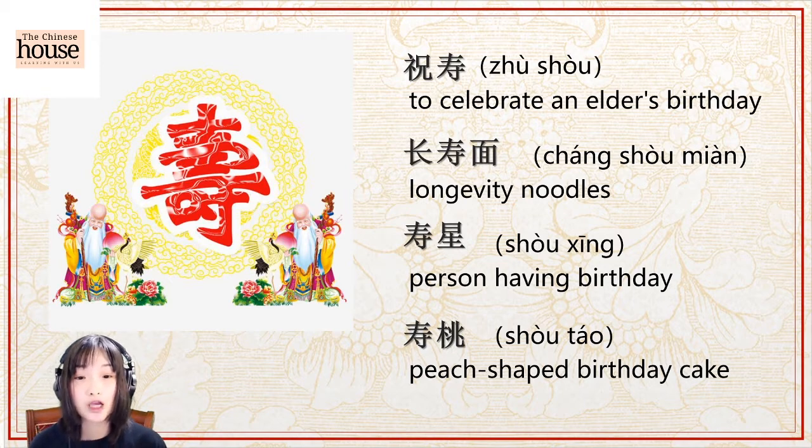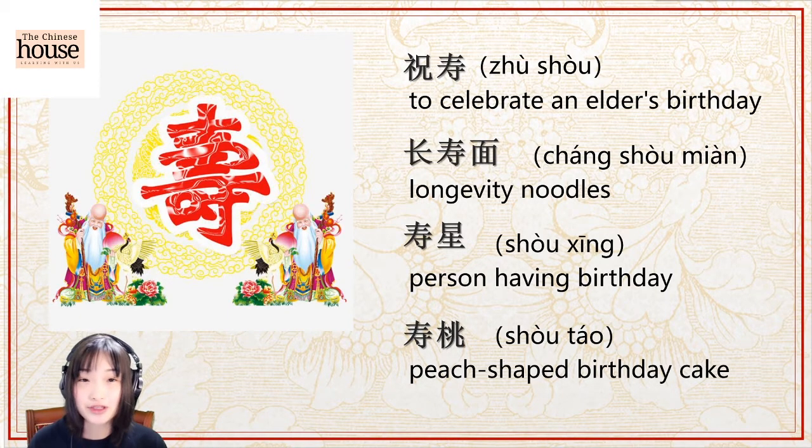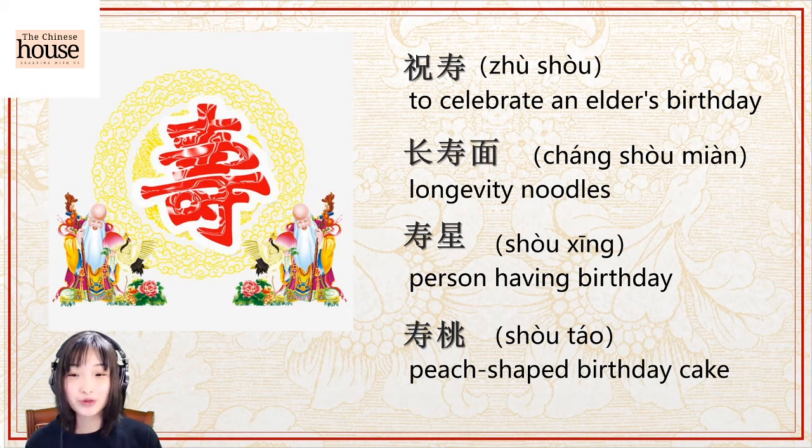长寿面. We have learned that shou means age and chang means long. We have learned it in opposite. And mian means noodle. So 长寿面 means long live the noodle. No, it means the noodle that has a long age. It's just a literal meaning.